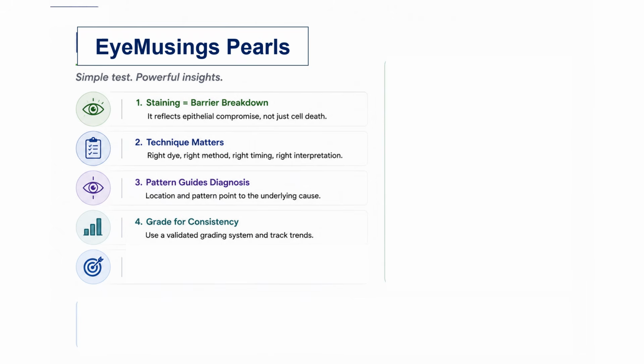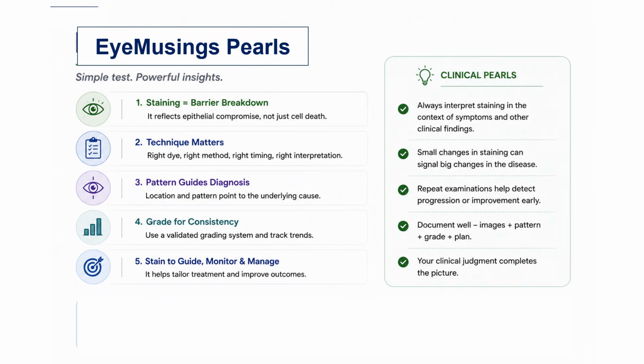Grading is also used for consistency. Using a validated grading system helps to track the trends. Stain to guide, monitor, and manage. It helps us to tailor treatment and improve outcomes. Always interpret the staining in the context of symptoms and other clinical findings.